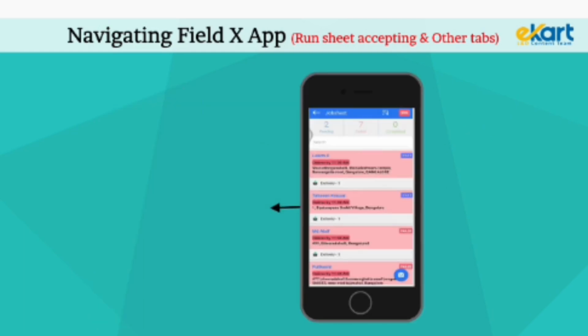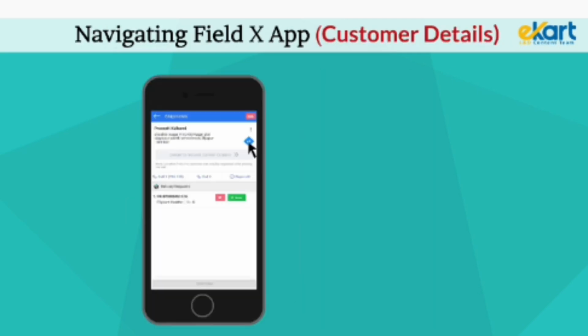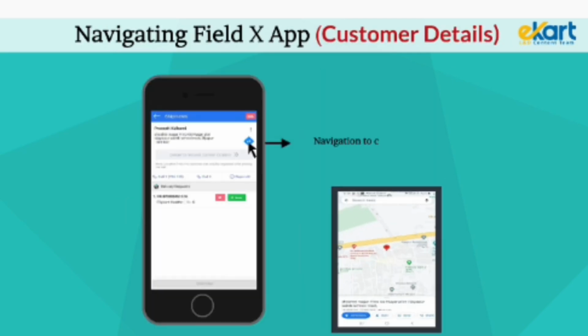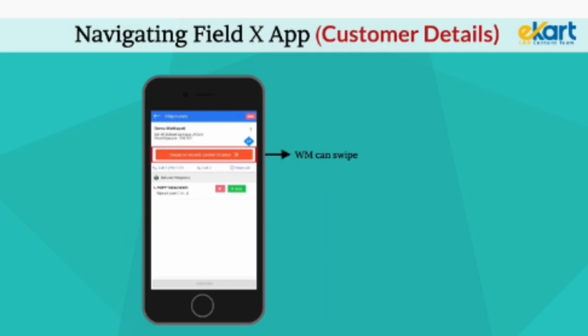Also, a special mention, 11 shipments. These are those shipments which have to be delivered before the designated time showing in the app. Next, clicking on the blue diamond arrow link shows the navigation to the customer's location through Google Maps. You can also swipe right to request the customer's current location.